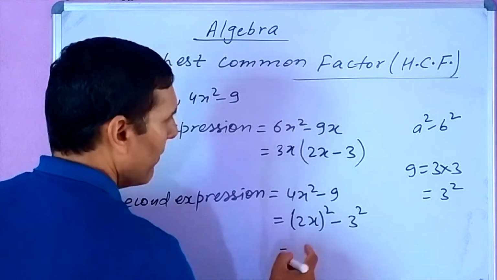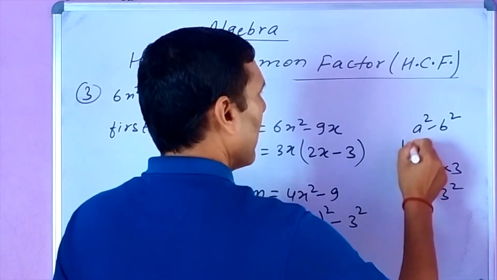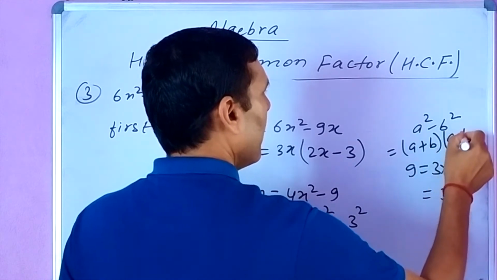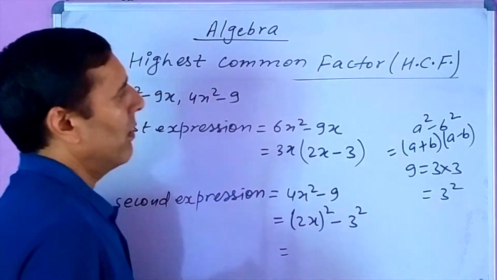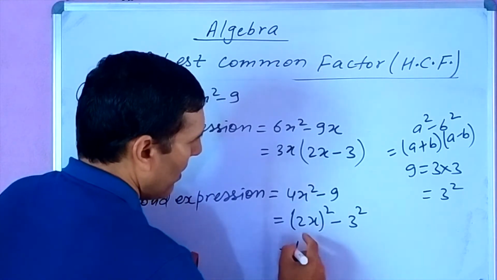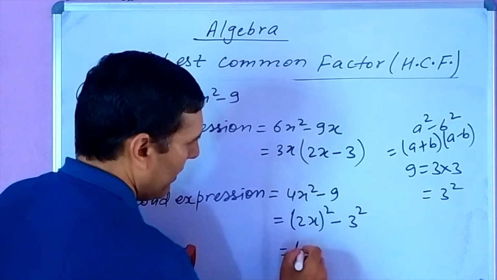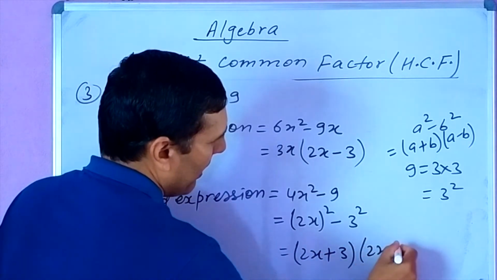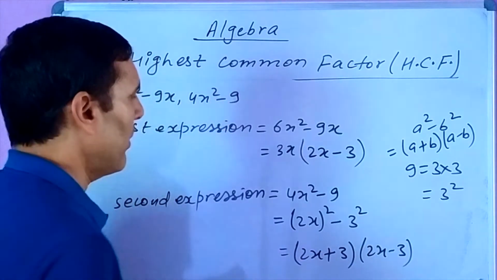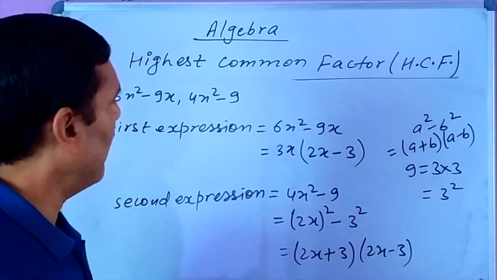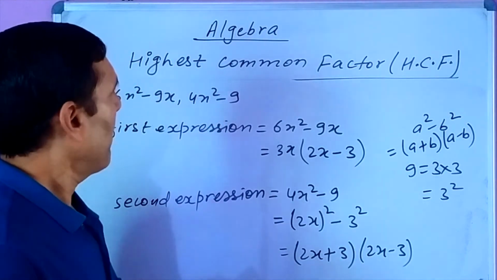Now it is in the form of a square minus b square, and what is the formula for a square minus b square? It is a plus b times a minus b. So according to this formula, a is here 2x and b is 3, so a plus b times a minus b is 2x plus 3 times 2x minus 3. These are the factors of 4x square minus 9.